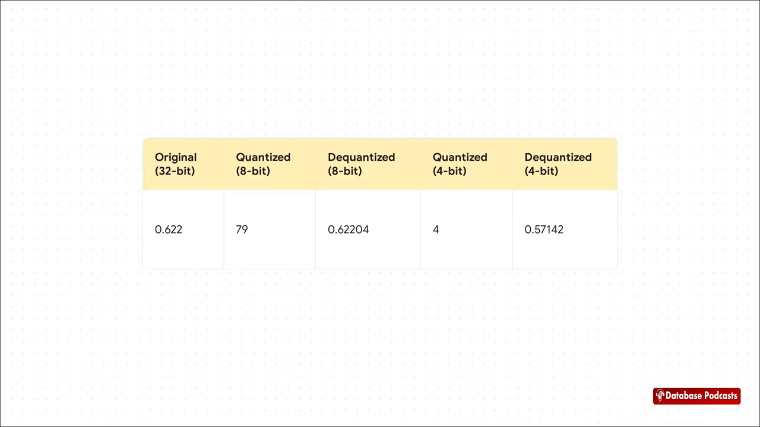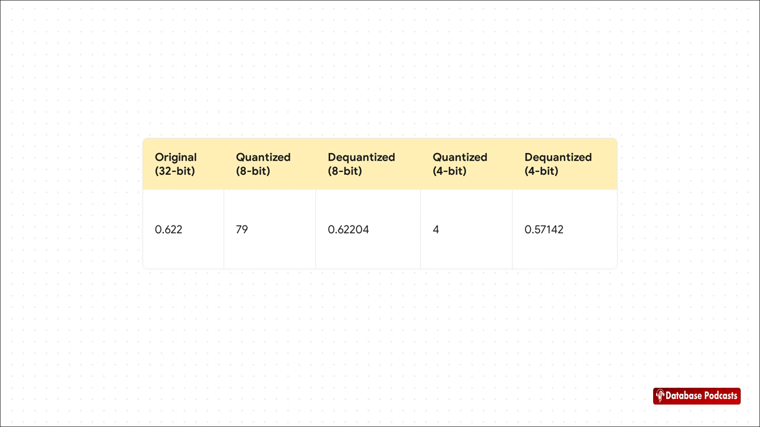Now, what's really interesting here is seeing the trade-off. Take a look. Our original number is 0.622. When we quantize it down to 8 bits and then convert it back, we get 0.62204. I mean, the loss in precision is practically nothing. Now look at the 4-bit version. We get 0.57142. Okay, so there's a little more of a difference there. But for the absolutely massive gains in size and speed you get, that's often a trade-off you are more than happy to make.